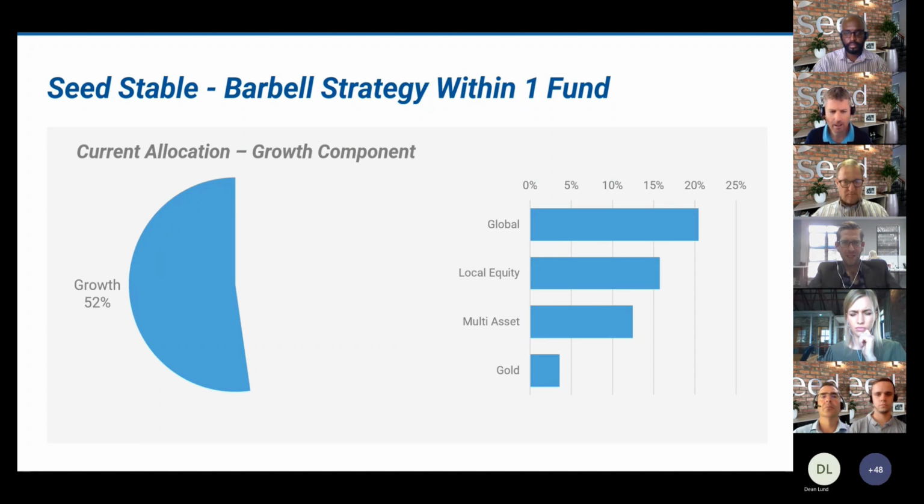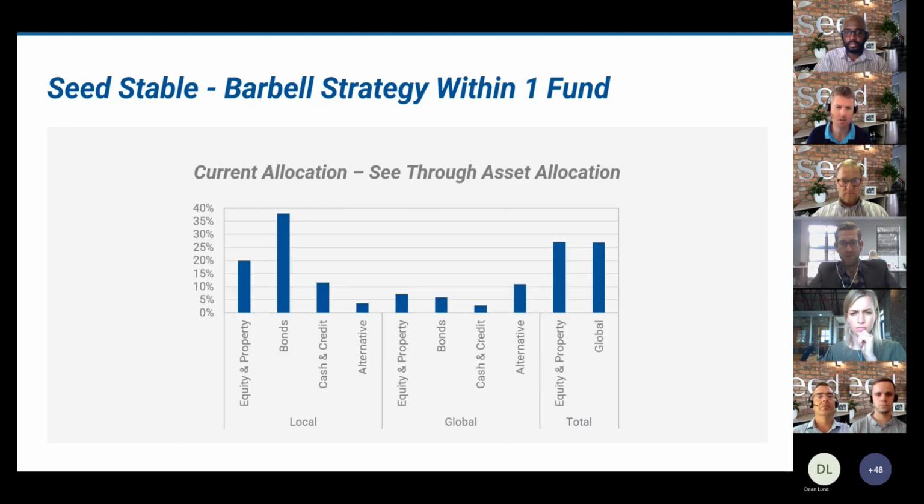And then finally, we do have an allocation to gold. It's an ideal real asset that's shown to protect and grow capital in real terms over centuries, and does also provide a ballast in times of market stress. And then finally, just to look at the seed stable fund, we take the income bucket, we take the growth bucket, put them together on a see-through basis. You can see the asset allocation.